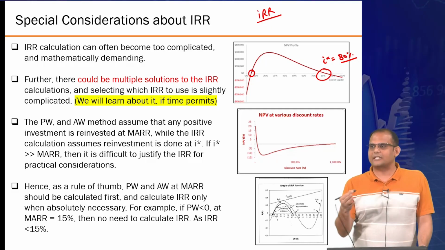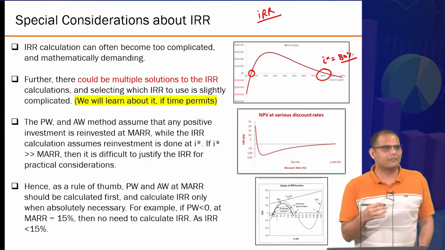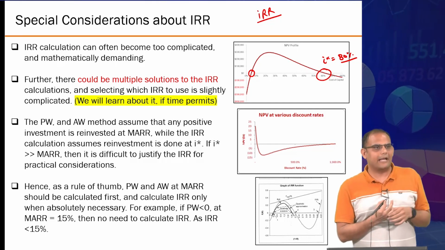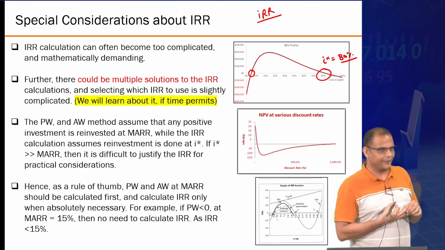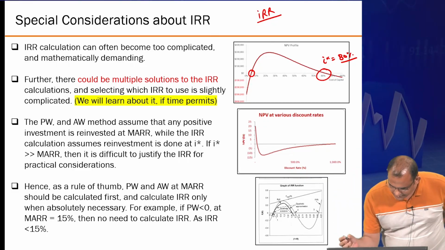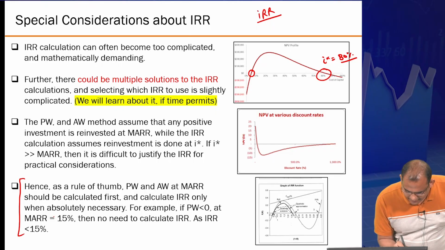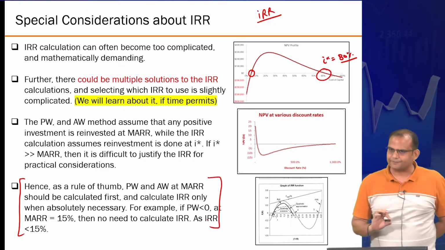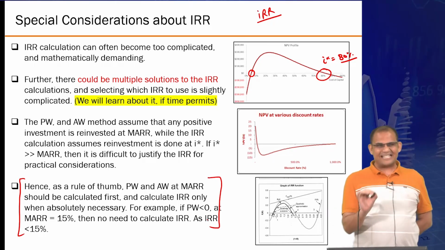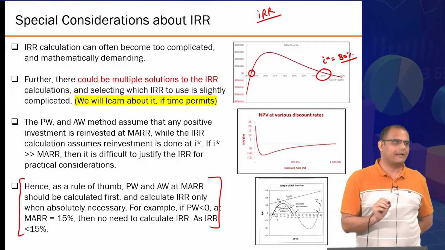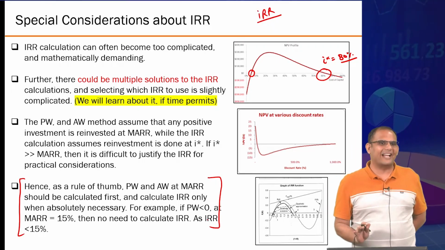So you need to put such kind of subjective criteria to then define what is the acceptable I percent value for you, or I star value for you, right? So the easiest way to avoid the hassle: if nothing is mentioned that you must do it only by the IRR method, do not go for the IRR method.